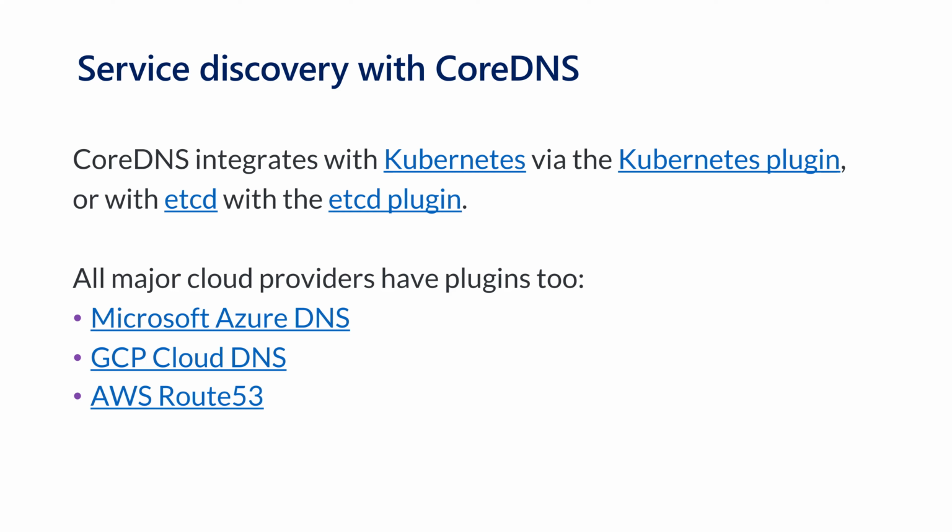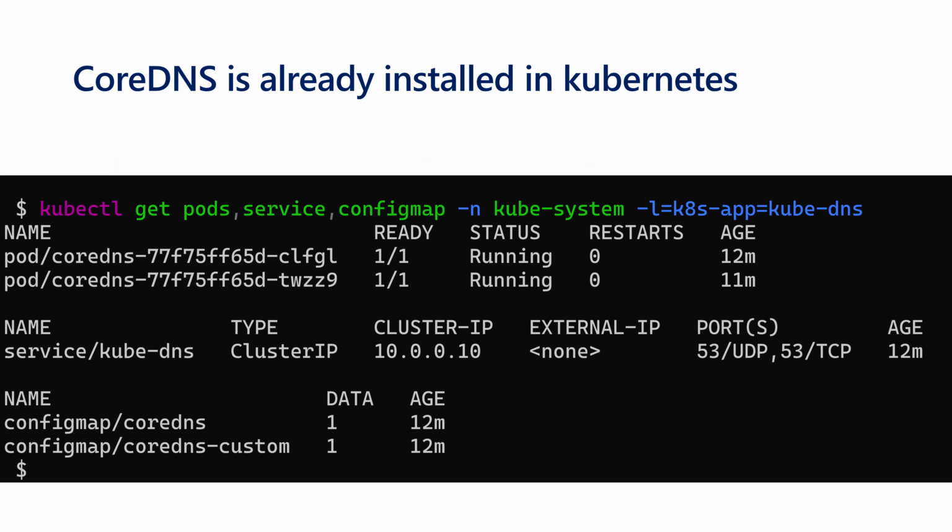Previously, Kubernetes used the kubeDNS, but then it was replaced by CoreDNS. CoreDNS is already installed in a Kubernetes cluster. If we check the pods, the services, and the config maps that have the label Kubernetes app equal kubeDNS, and yes, it's called CoreDNS, but we still use that old label kubeDNS. From here, we'll see the pods that are deployed for kubeDNS, and those pods actually are deployed when you have your cluster. So if you are using AKS, you will see those pods already pre-installed in your cluster. You will see also the service for kubeDNS, and it's using here 10.0.0.10.